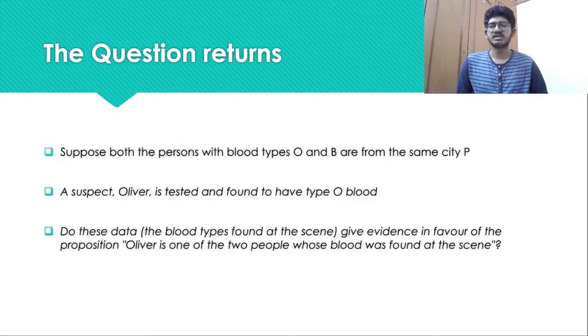Now there is an extension to this question. Suppose both the persons with the blood types O and B are from the same city P, and a suspect Oliver is tested and found out to be of the blood type O. Now, do these data give evidence in favor of the proposition that Oliver is one of those two people whose blood was found at the scene?